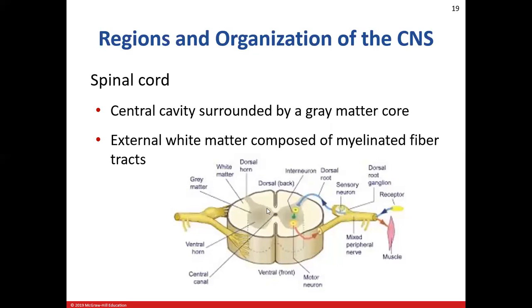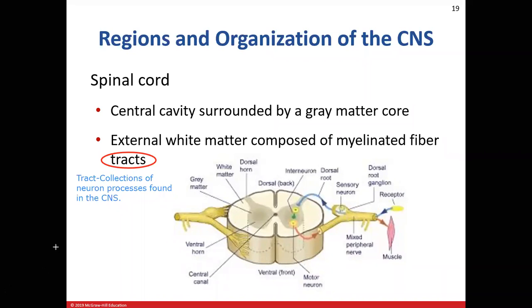But around that central cavity, we have this gray matter core, or what I often refer to as the gray butterfly. This butterfly kind of gives us an idea because it's going to be very specific in where a lot of our fibers are coming in from. The external areas around that gray matter core are going to be composed of myelinated fiber tracts. And one of our words or terms that we're going to want to know is a tract.